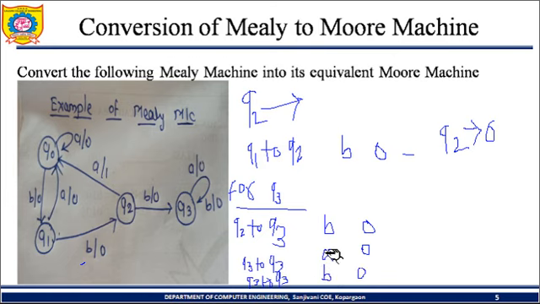So there are 3 incoming edges for Q3. One is from Q2 to Q3, input B, output is 0. Another is from Q3 to Q3, input is A, output is 0. And last, Q3 to Q3 itself, on input B, output is 0. Here you can see the input is different, that doesn't matter, but the output is the same. As the output is the same, we are not going to split Q3 into any other state. So Q3 state will remain the same with 0 output state.